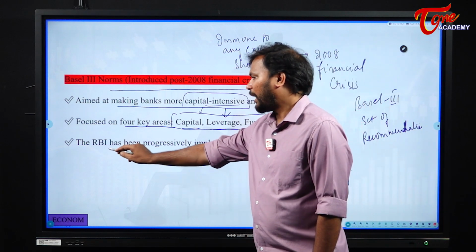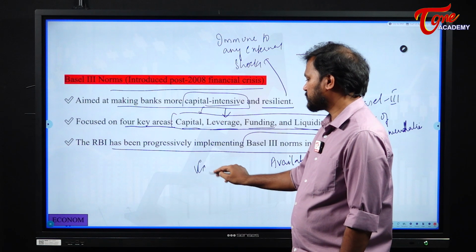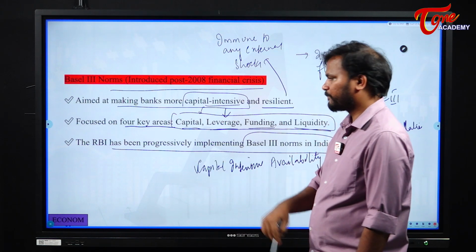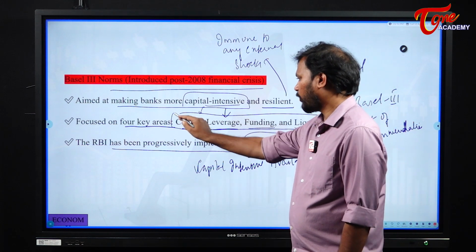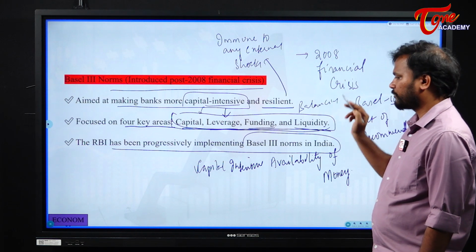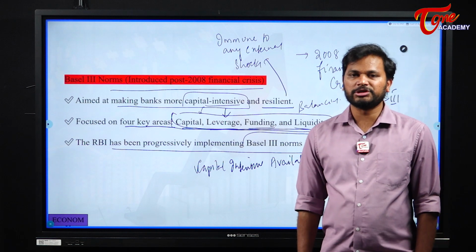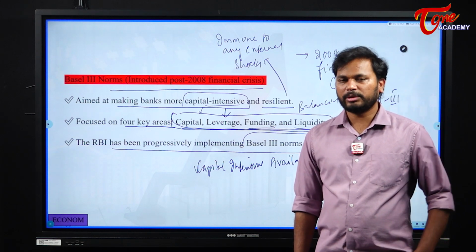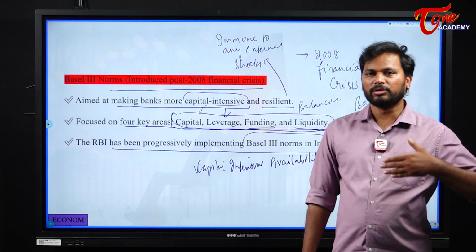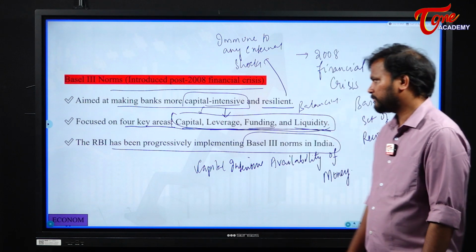Also, RBI is progressively implementing the Basel III norms, being capital intensive, following the key pillars and balancing all of them, and creating demand through the infusion of money in the market. To a certain extent, being capital intensive, it is trying to infuse currency, to inject money into the market. Clear?